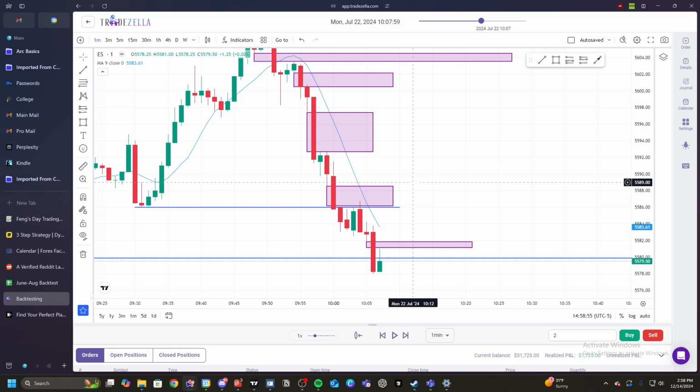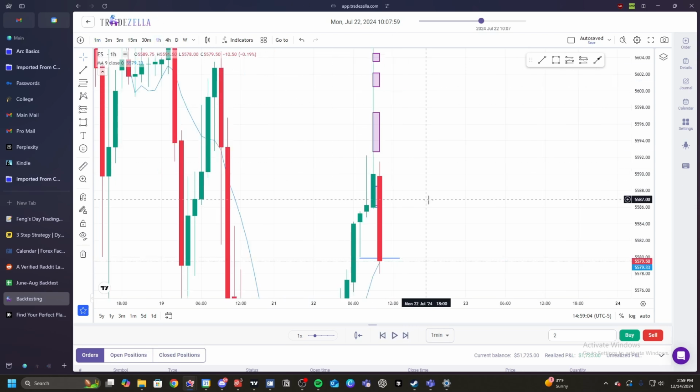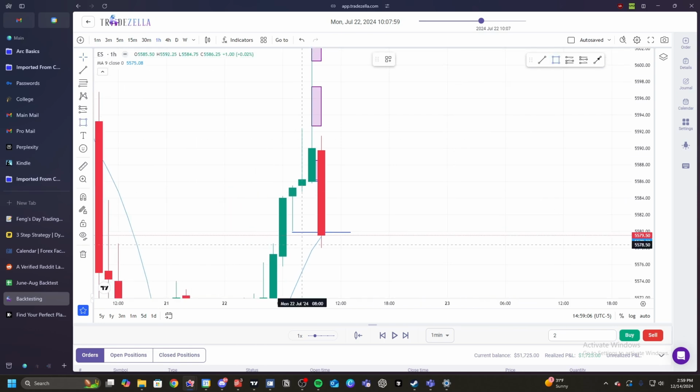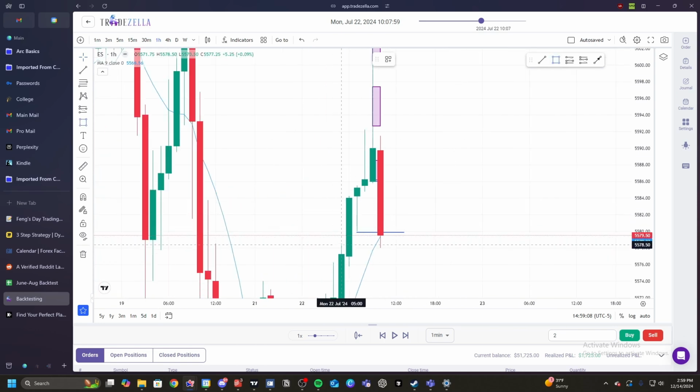Your draw is that sell side liquidity at 5579, and your entry could be any of these 1 minute bearish fair value gaps. Enter off of there, 4 point fixed stop loss, make money, boom, that's it.